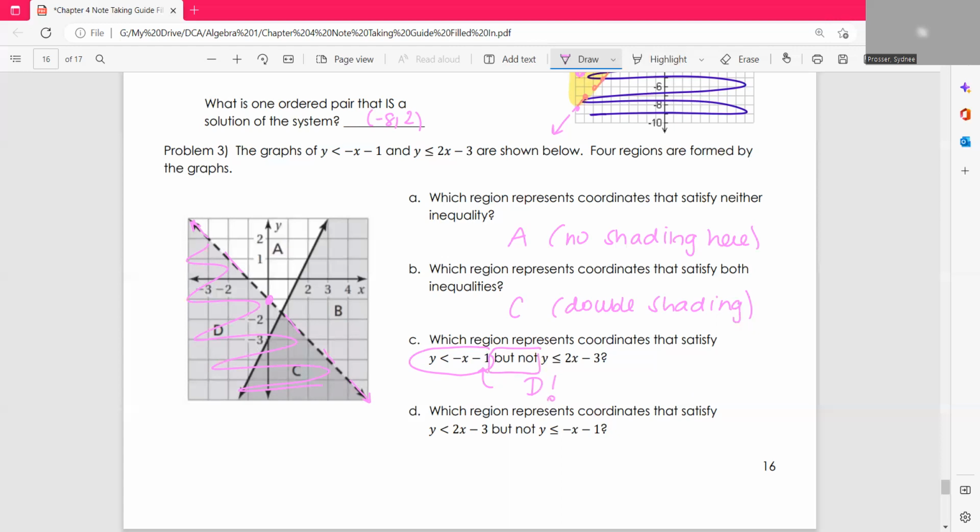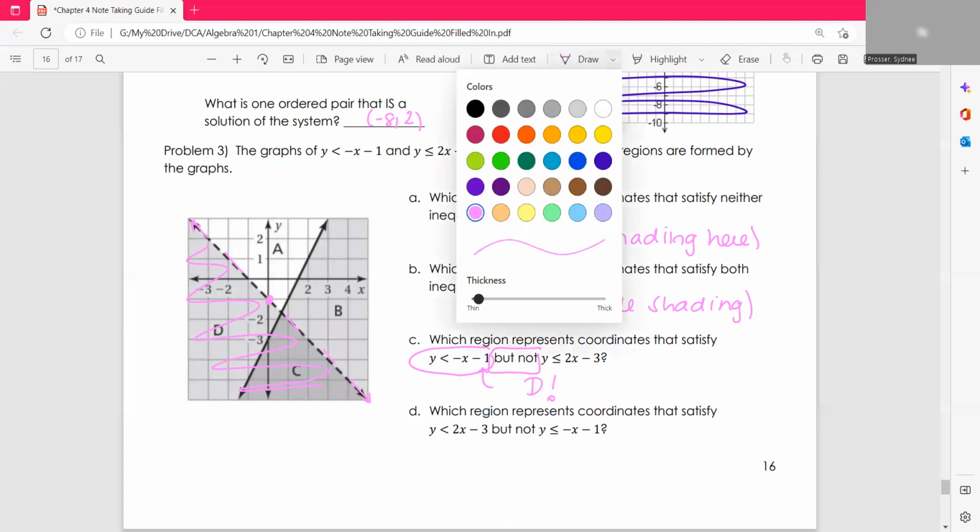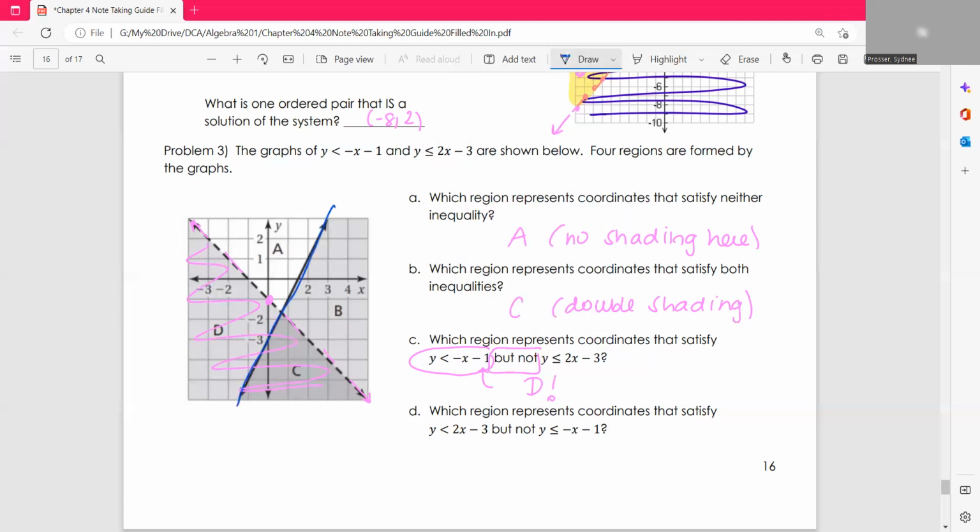Which region represents coordinates that satisfy 2x minus 3? Well, that's going to be our other line here. And it says less than, so we'd shade below, and it would just be region B.